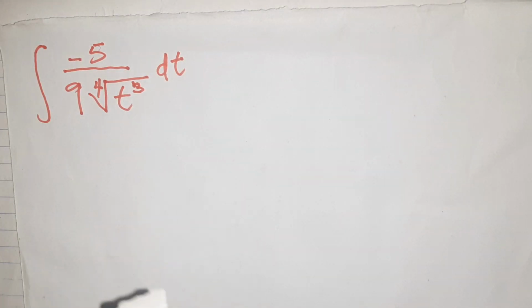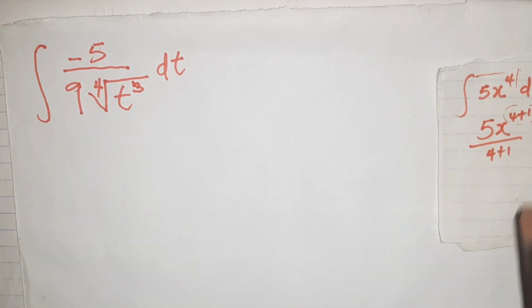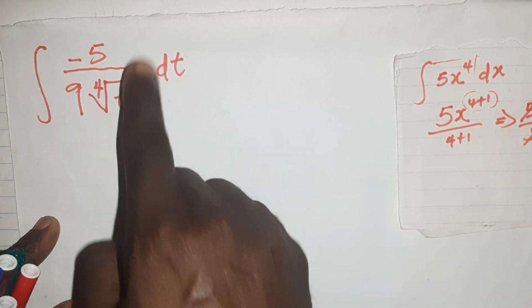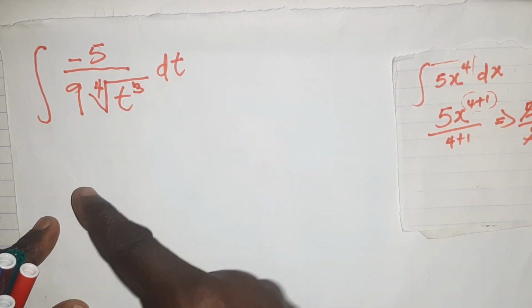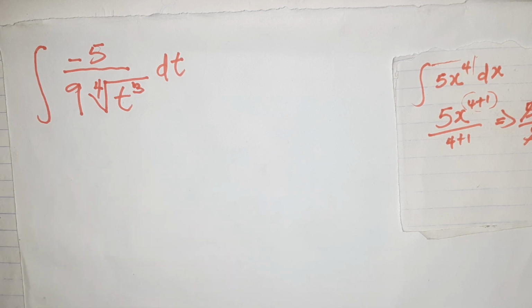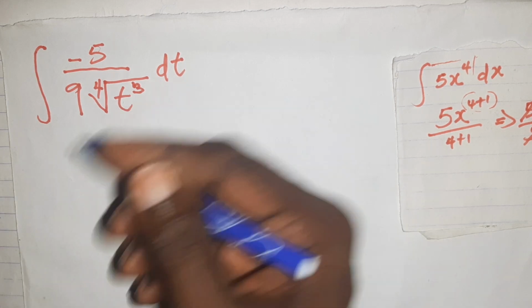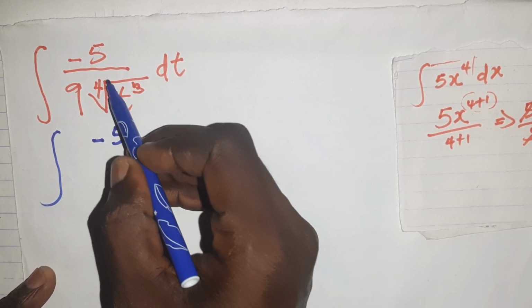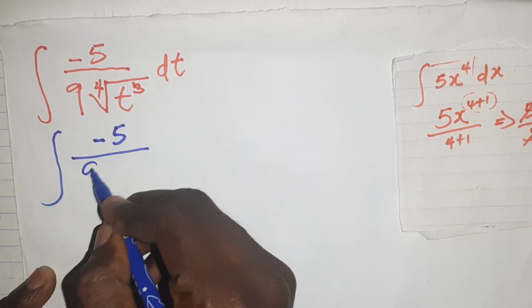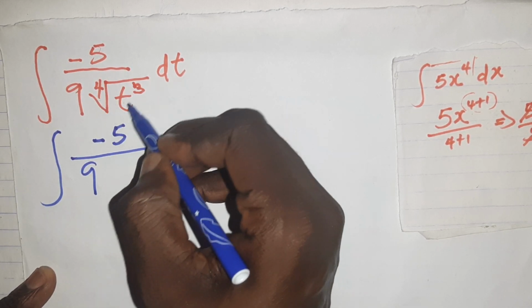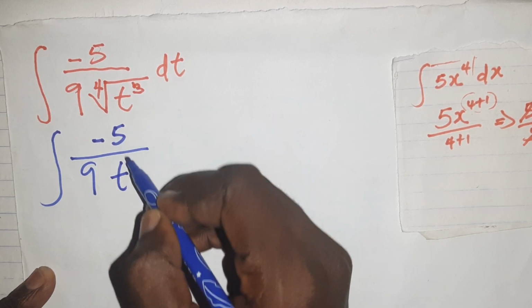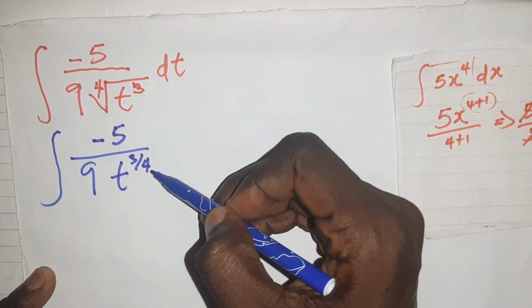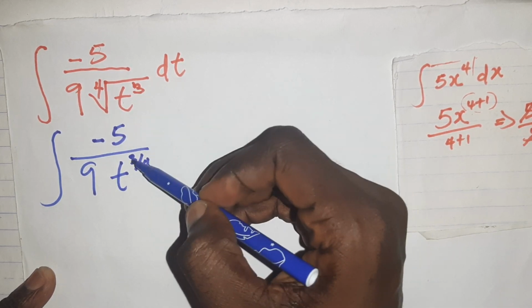So we have the question here written again. So mind you, we are trying to reduce this to this. If this expression looks like this, it will be easier for us to integrate. So let's go there. So we have the integral of minus 5 over 9 times, we can rewrite this to fractional index. So it becomes t raised to the power 3 over 4. Notice that the 4 here is now the denominator, and the 3 is now the numerator.